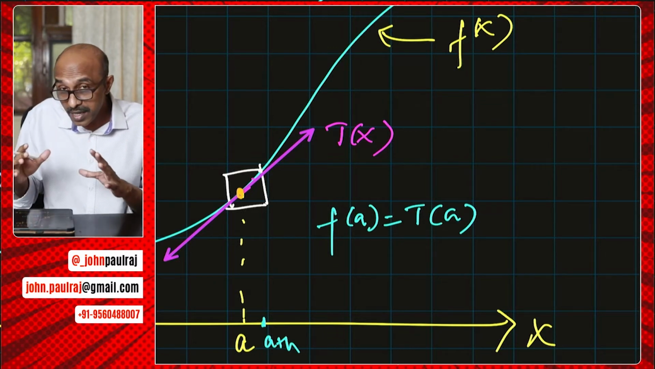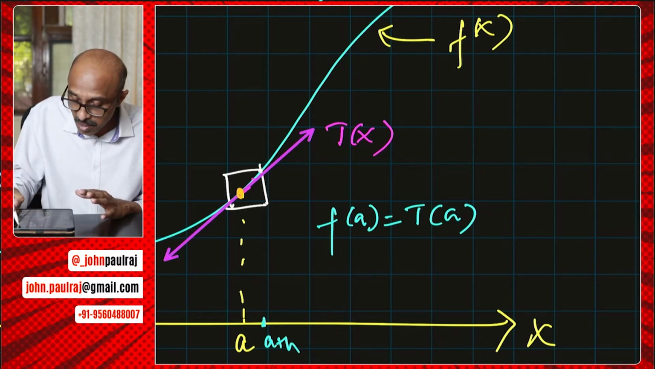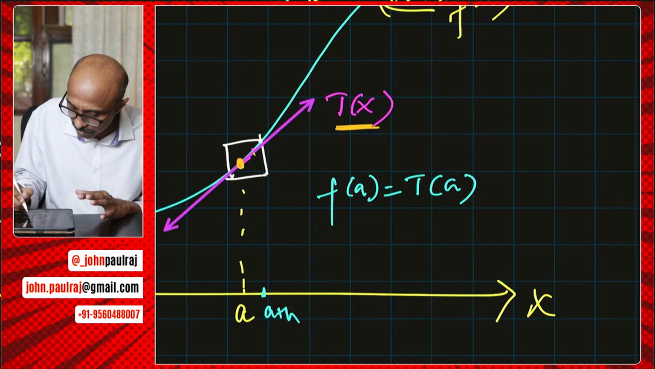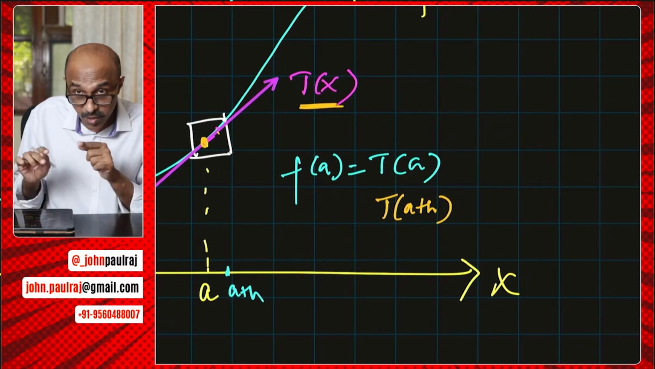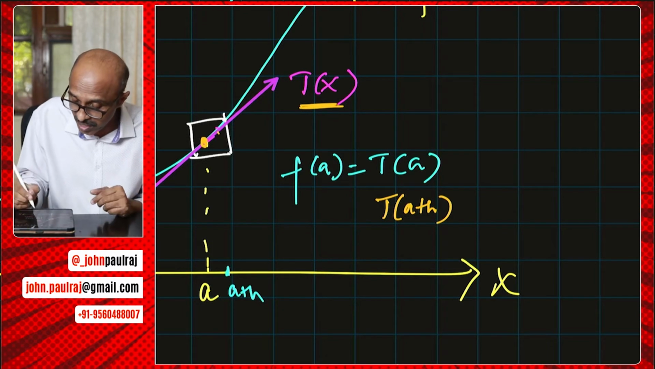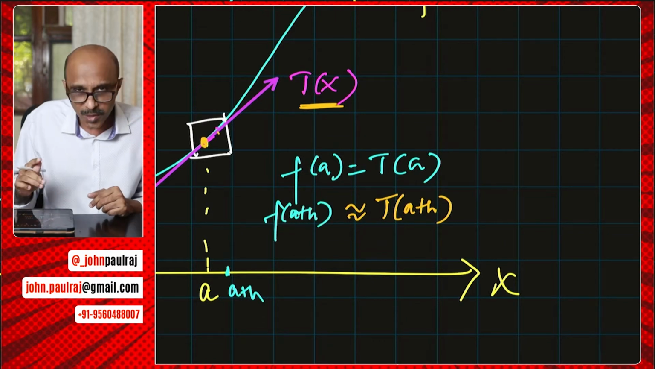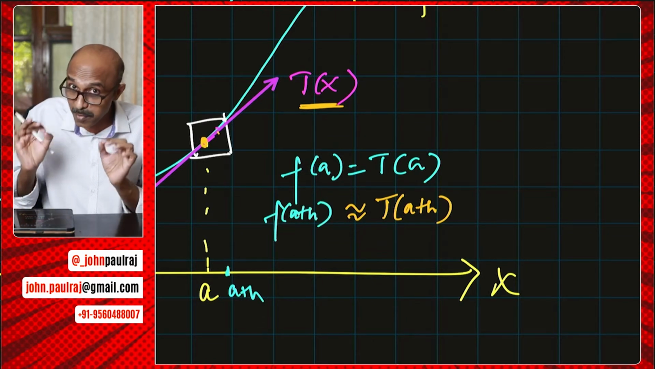The idea of local linearization is that we can make use of the equation of the tangent to evaluate or to approximate. We find the value at A plus H using the equation of the tangent because that's a linear equation. And using that, we will approximate the value of the function. Sounds strange to you? Well, remember, this is an approximation technique.